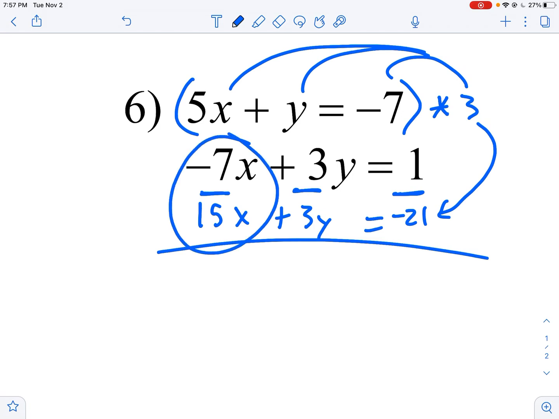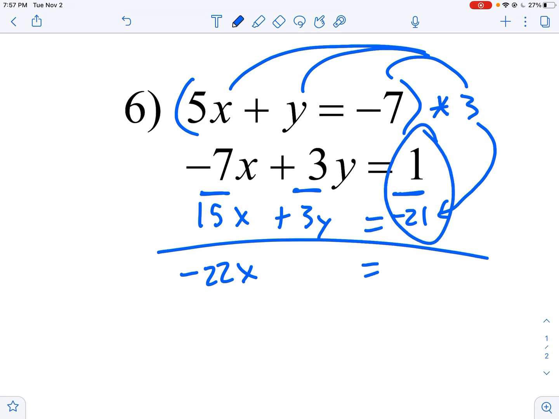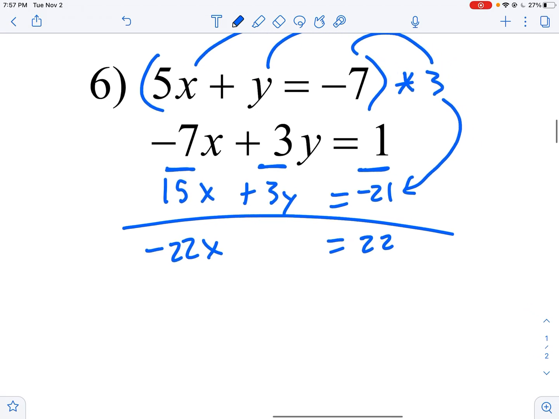Negative 7x minus 15x is going to give me negative 22x. And then 3y minus 3y gives me 0y. On the right side, 1 minus negative 21 gives you positive 22. Now I have in my equation that it's just x, and then the 22 on the right side. So I can divide by what's in front of my x, which is negative 22, and I get x is negative 1. Hooray!